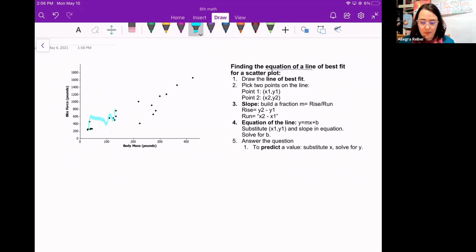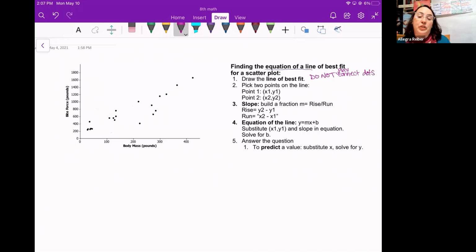I don't want to do this tracing through the points. I'm not trying to connect the points. So that's the first no-no. Do not connect the points. We are not playing connect the dots.